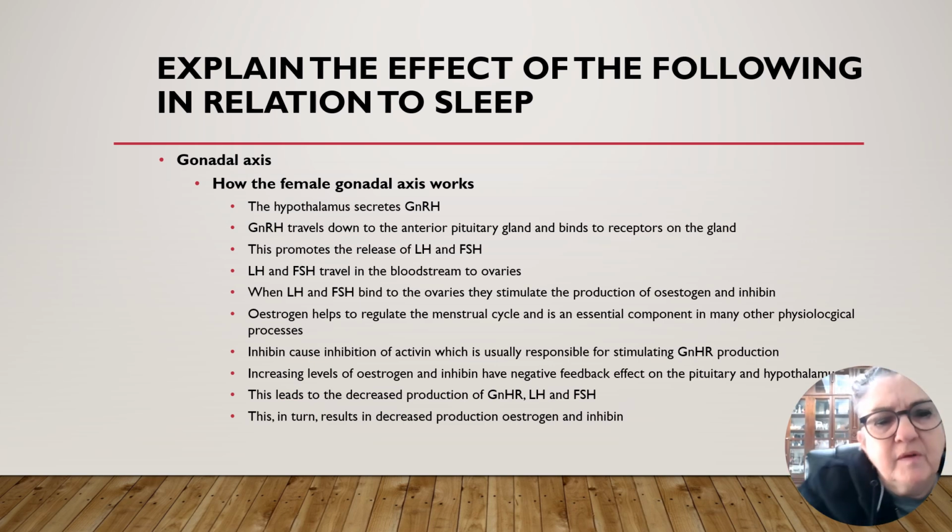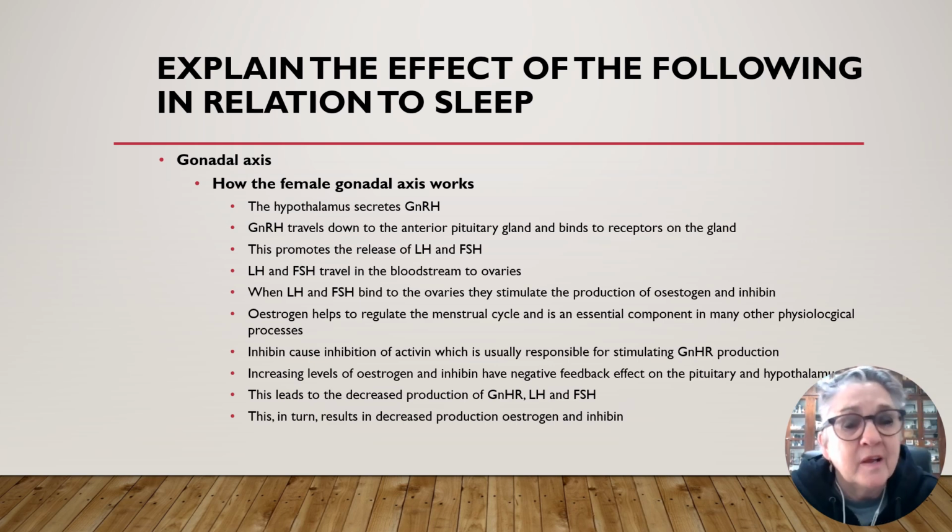Okay, how it works in females. The hypothalamus secretes the gonadal hormone. It travels down to the anterior pituitary gland and binds to the receptors on the gland. This promotes the release of LH and FSH. LH and FSH travel through the bloodstream to the ovaries. When LH and FSH bind to the ovaries, they stimulate the production of estrogen and inhibin.